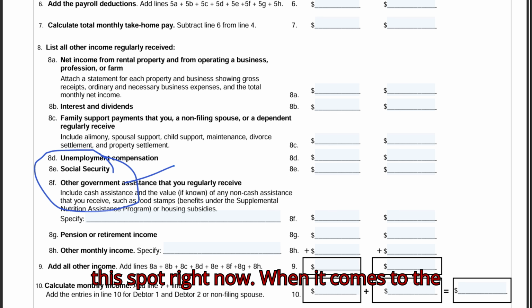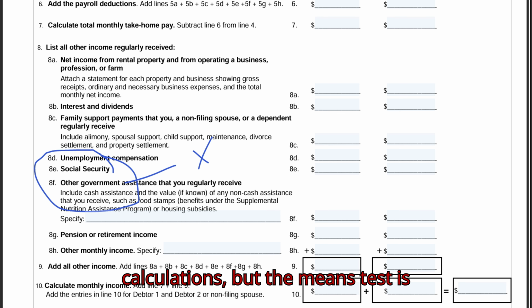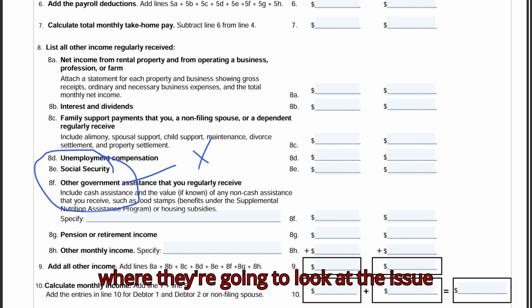Social Security, let me hit this spot right now. When it comes to the means test, there are some forms of income that are not included in the calculations, but the means test is separate from Schedule I and Schedule J. J is expenses, I is income. And that's when they're going to look at the issue of disposable income.